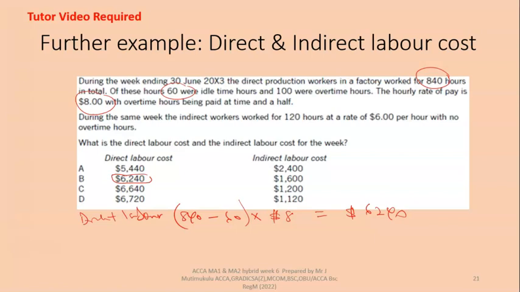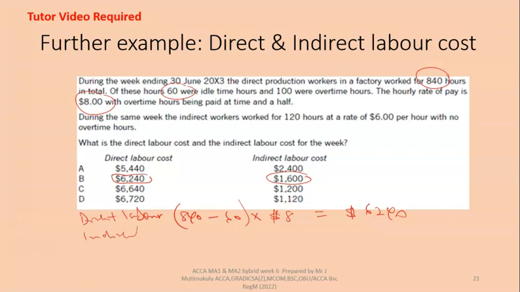But for interest's sake, let us compute the indirect labor cost, because it's very important for us to know how this figure is obtained. Otherwise, if we do not do that, then there was no learning at all. So we just have to do it as usual.